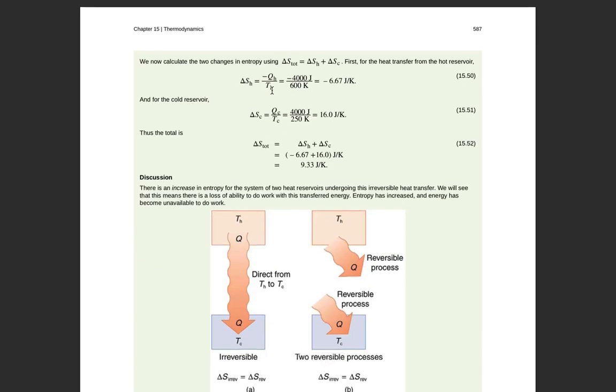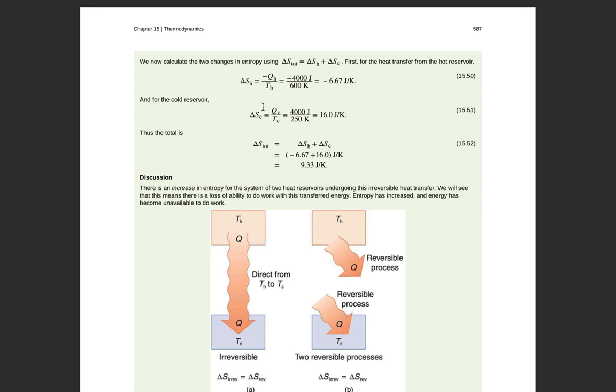So for here, we have the change in entropy, right? Delta S. And we can now calculate two changes in entropy. Delta S total is going to be your delta S for H and delta S for C. So for the heat transfer from a hot reservoir, remember it's going from hot to cold, so it's leaving that hot reservoir. So this would be negative. So negative 4,000 joules over 600 Kelvin. That would give us negative 6.67 joules per Kelvin.